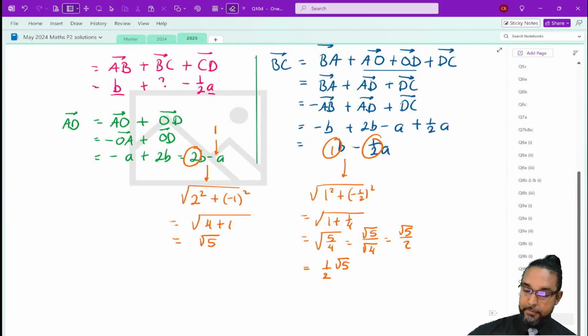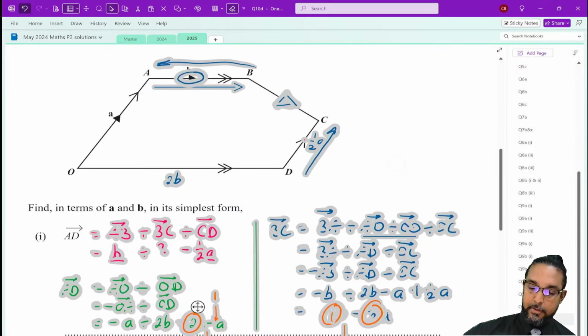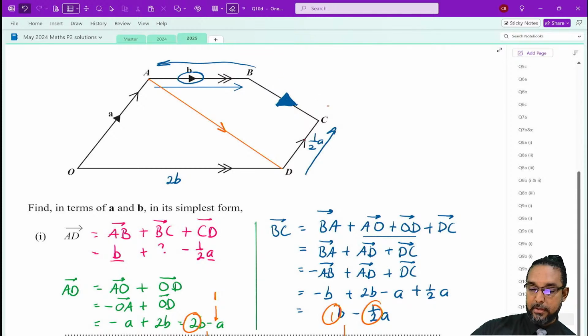Just to drive it home, what I'm saying is that AD is this line here, and if you look at it in comparison to BC, it does look parallel. The diagrams are not drawn to scale, so we can't just assume based on the diagram.